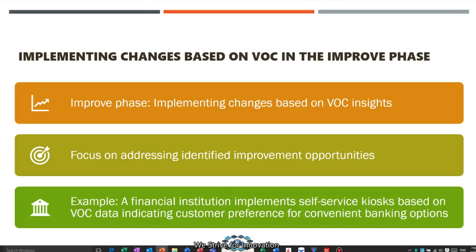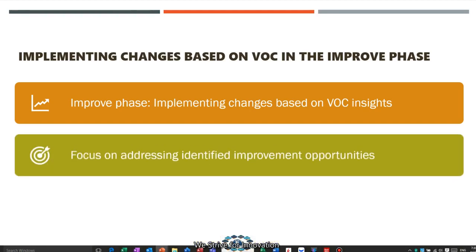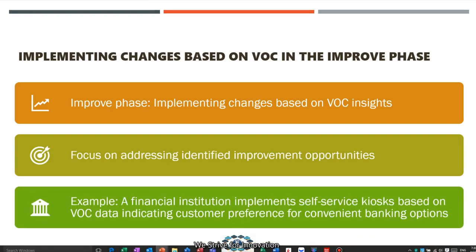Now it comes time to implement changes based on that voice of the customer in the improve phase. You will implement changes based on the voice of the customer insight. You will focus on addressing and identifying improvement opportunities. For example, a financial institution implements self-service kiosks based on the voice of the customer preference for convenient banking options.